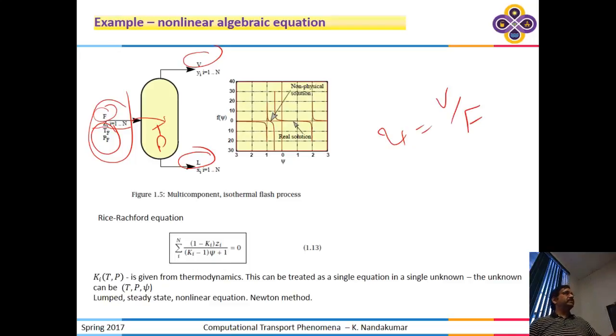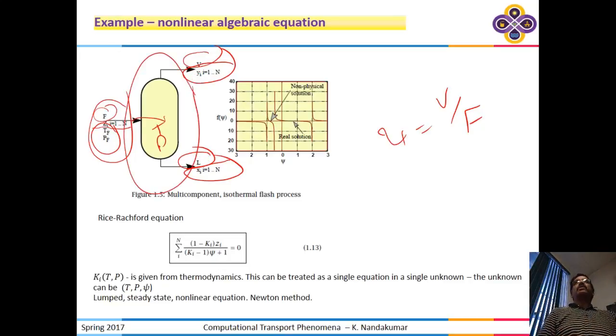F is the feed rate, V is the vapor rate, and you can also calculate what the vapor compositions are and what the liquid compositions are. Again, this is not a chemical engineering course. I don't care how we derive this equation. We derive this equation by writing a mass balance over the entire loop for every one of the components.